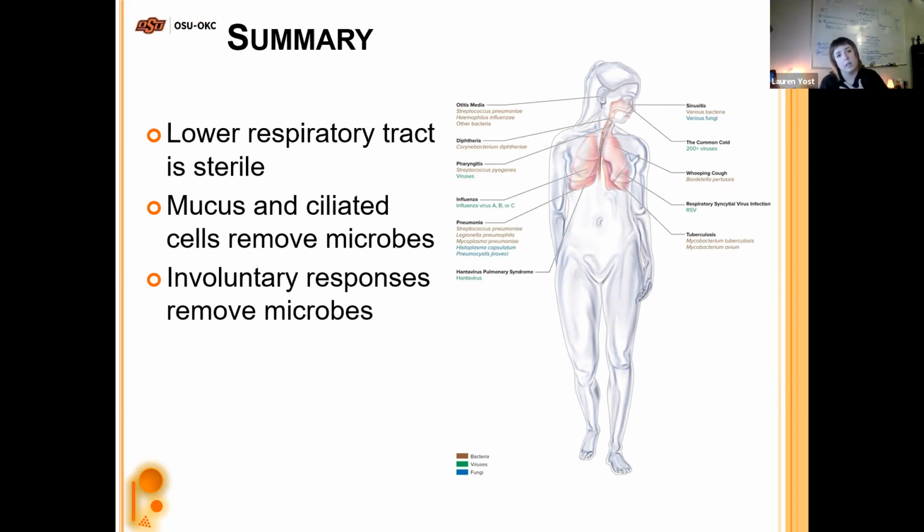If you don't have the cilia, because you had maybe irritation due to pertussis, for example, that can leave you susceptible to infection. And then we have involuntary responses that can help remove microbes. That's things like coughing and stuff like that. And swallowing, all of that can help remove the microbes.